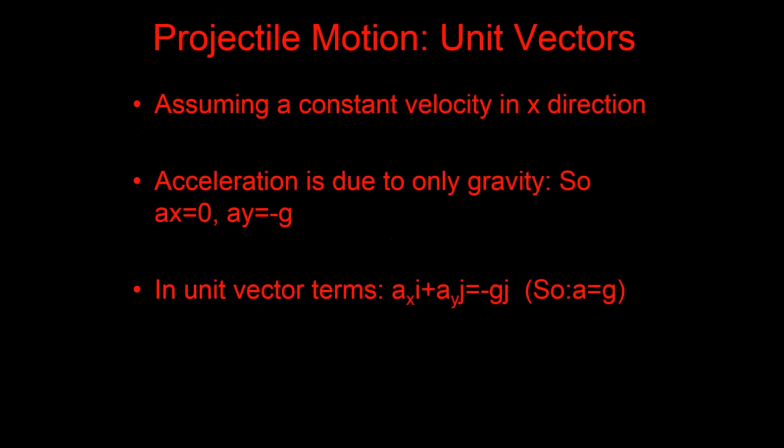So we've said it many times. In all of our problems, assume a constant Vx, a constant velocity in the x direction. Assume acceleration due to gravity is only in the y and is always negative 9.8 meters per second squared. So in our unit vector terms, we'll have ai plus aj will be equal to negative gj.